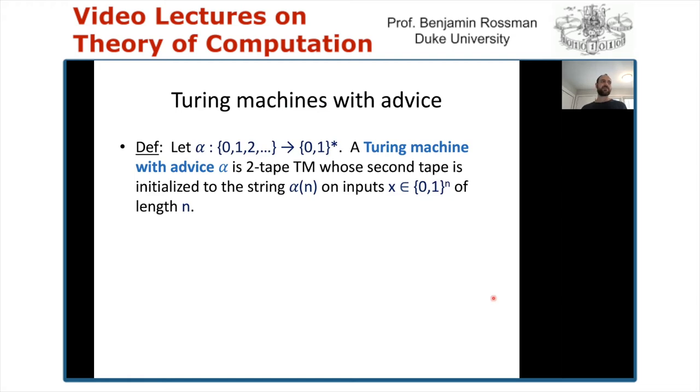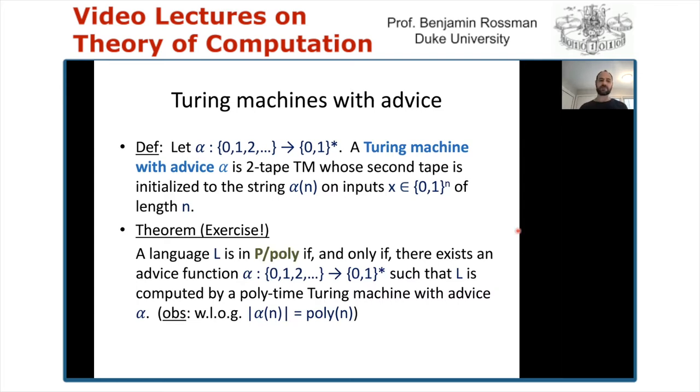So this is the notion of a Turing machine with advice. Let alpha be a function from natural numbers to strings. We can also think of alpha as just a sequence of strings. A Turing machine with advice alpha is defined as a two-tape Turing machine with one standard input/work tape, and the second tape, which is initialized to the string alpha n on inputs of length n. Okay, so this is a Turing machine with advice.